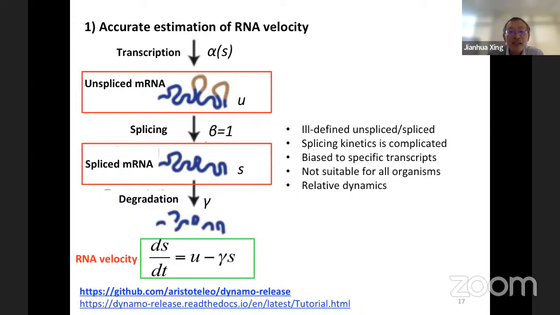It's ill-defined for splicing and unsplicing. Because think about splicing, it's really a sequence of processes, so the splicing kinetics can be complicated. Also there is bias for specific transcripts, because different genes have different amounts of introns, and for those organisms that have no introns, it won't be suitable. And also it's relative, since everything is relative to beta, the splicing rate. Can we go beyond that?